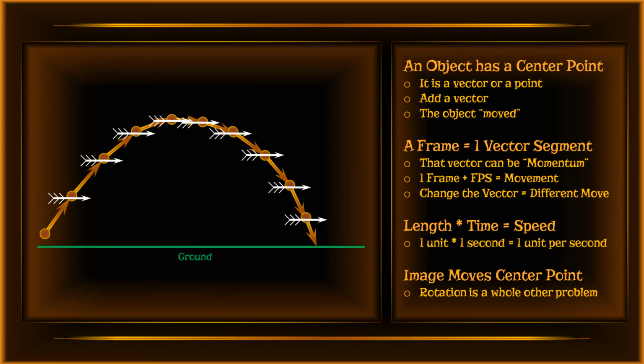So for moving an image from one place to another, the easy thing is it has a center position. We just move the center position by a vector, and you can get whatever effect you're looking for from moving from one place to another. Simple stuff.